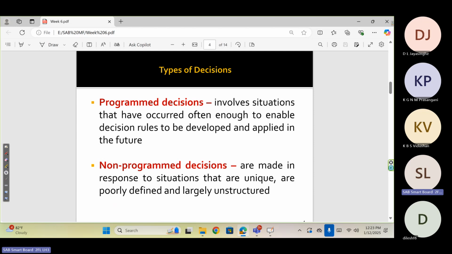But we can have another type in between the two, program and non-program. That is called semi-program decisions, semi-structured or semi-planned decisions, which are considered at the middle management level, functional level, or tactical level. That's how we identify 3 levels of plans. In a similar way, 3 levels of decisions can be identified as strategic decisions, tactical decisions, and operational decisions.